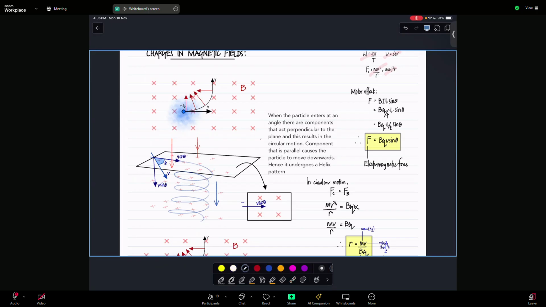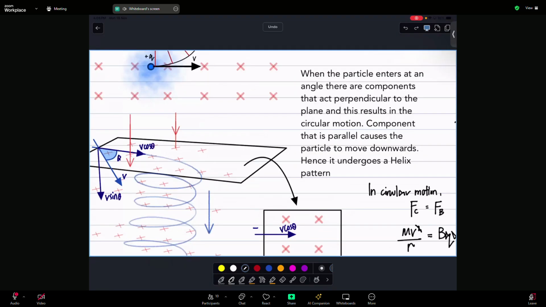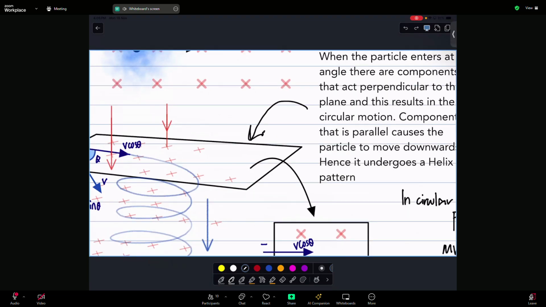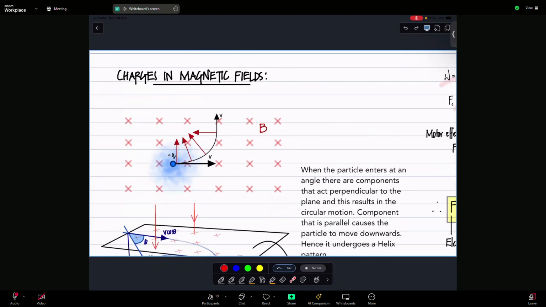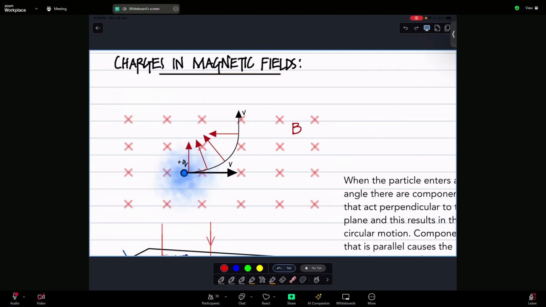Right, so this is the spiral in orbits that you see. I'll do a quick recap of everything because we need all of these for today's class. So let's go through them again. The chapter that we started last class is a core topic, and questions very often come from here. Charges in a magnetic field.